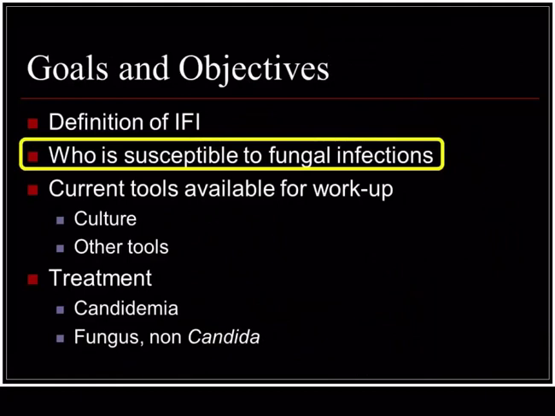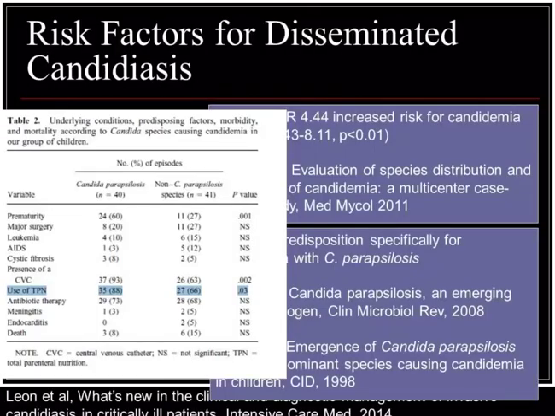So we flew through the definition of IFI and where our drugs work, so who is susceptible to fungal infections? Risk factors for disseminated candidiasis: previous exposure to broad spectrum antimicrobials, so your microbiome has been adjusted, you killed all the good stuff, now you've left only bad stuff behind. TPN is definitely a problem. Abdominal surgery, breaking the lumen of the gut. CVC, all of our patients on bone marrow transplant have lines.